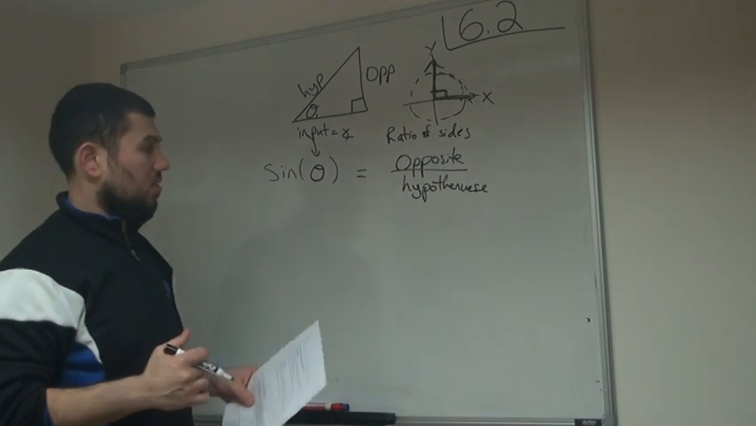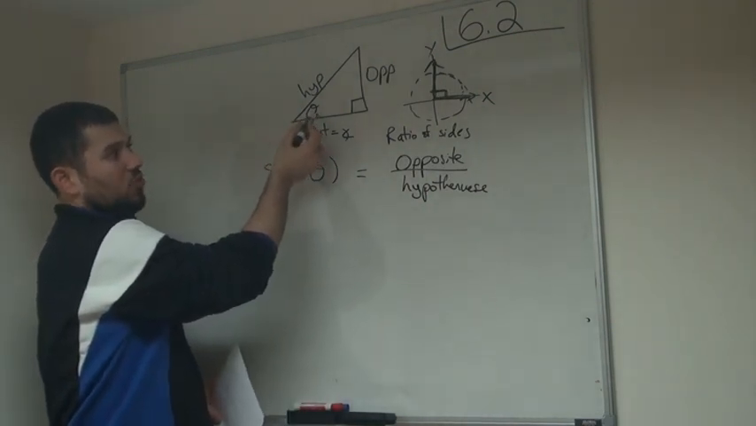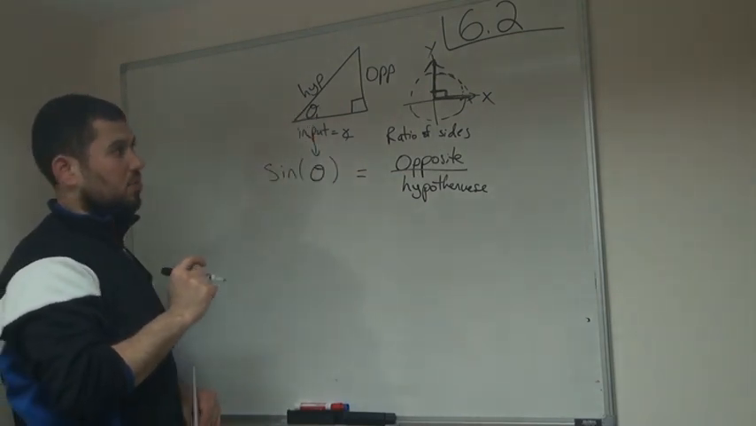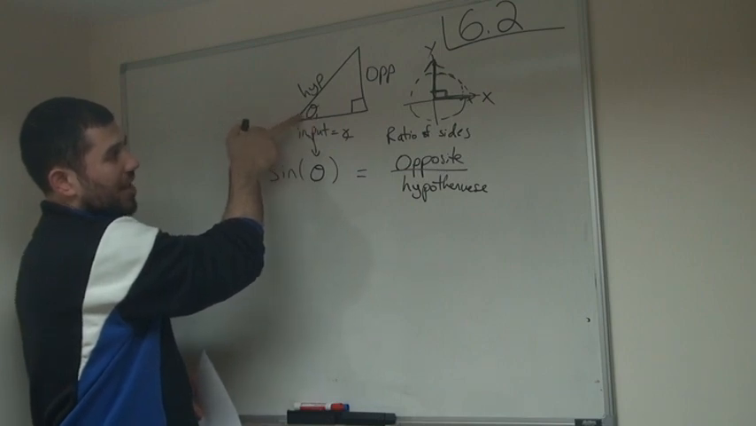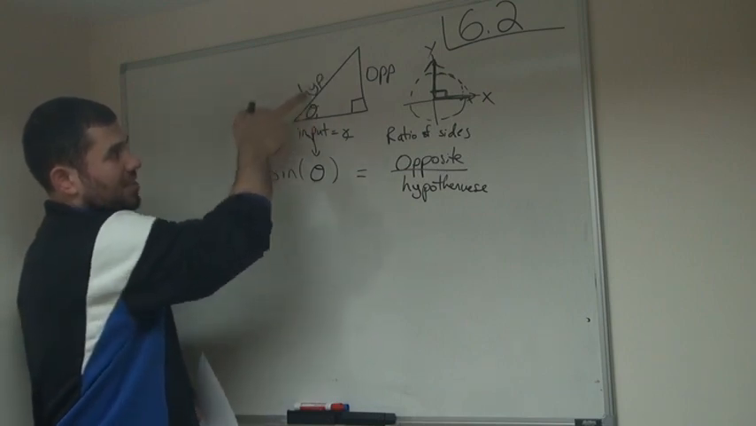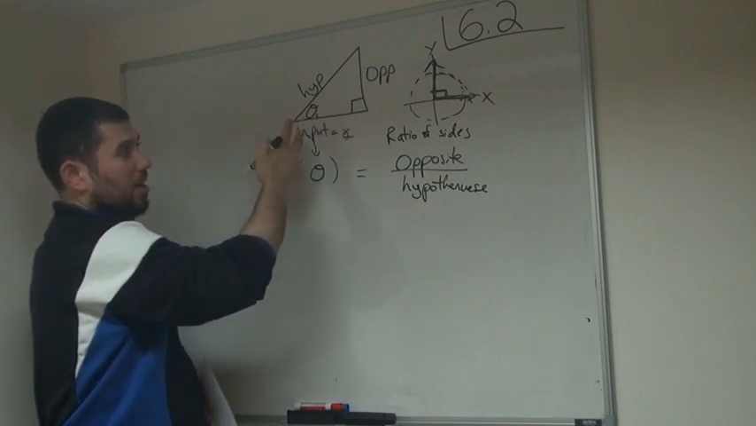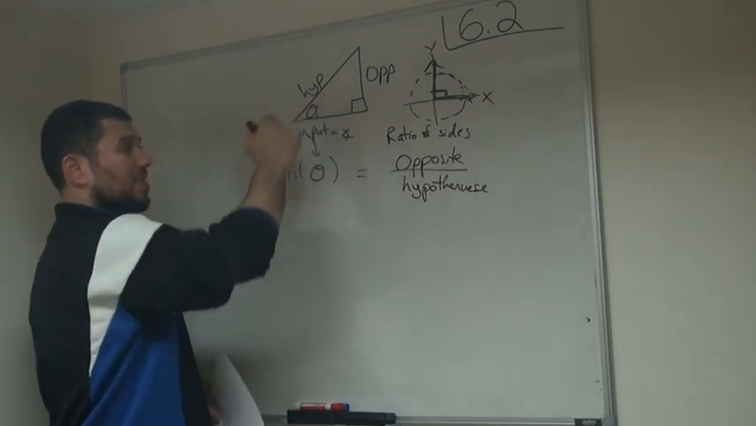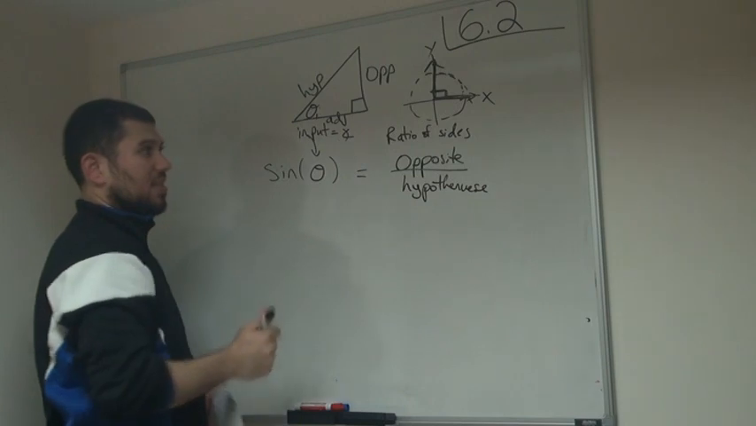Cosine is adjacent over hypotenuse. Adjacent is the side that is right next to the angle that is not the hypotenuse. Adjacent means next to, right? So if you look at angle theta, this side is adjacent and this side is adjacent, technically. But they're not both considered the adjacent side because one of the sides is the hypotenuse. So this would be the adjacent side to this angle.